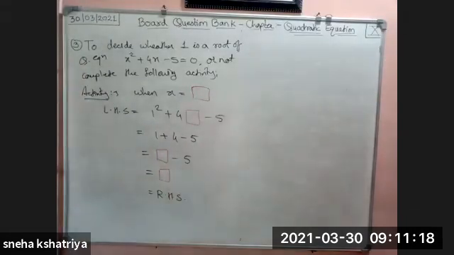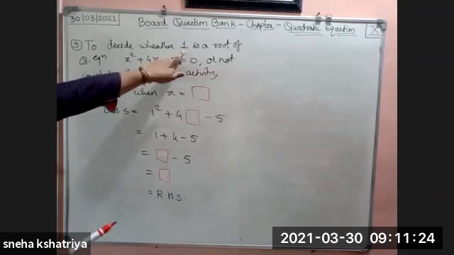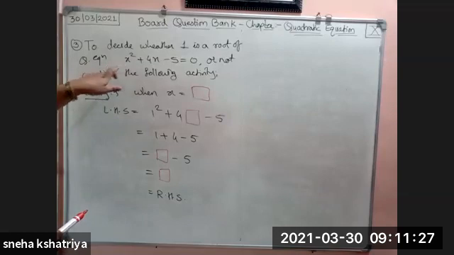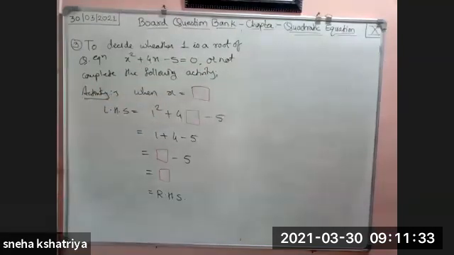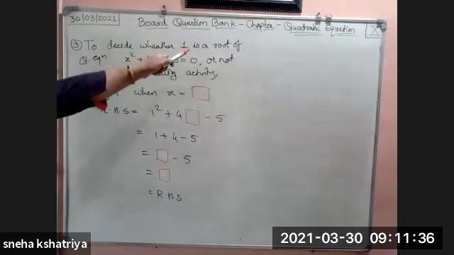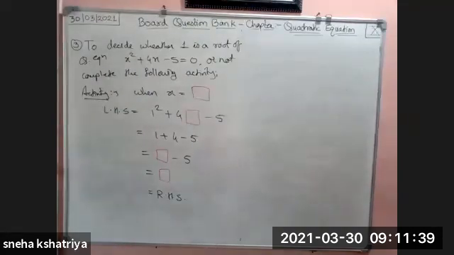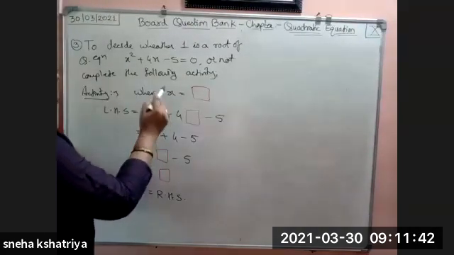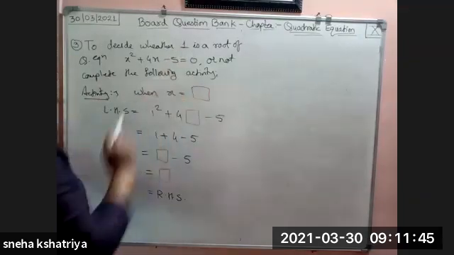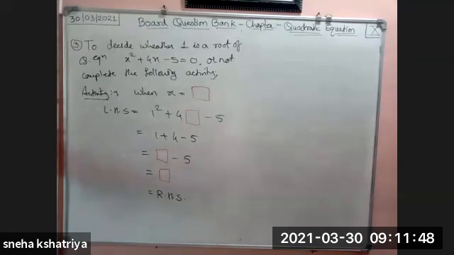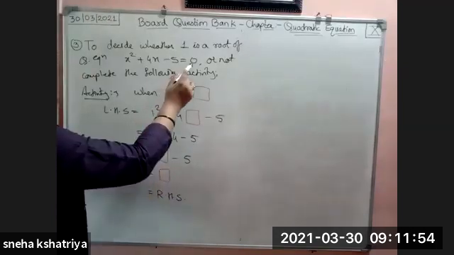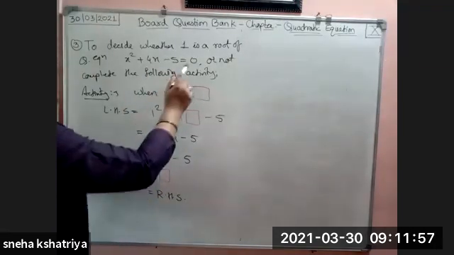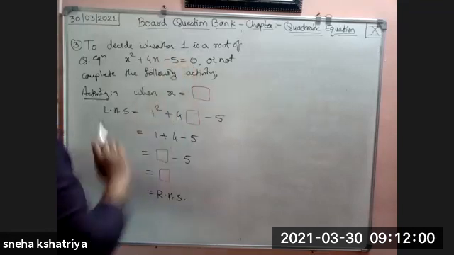See here, the activity is given to decide whether 1 is a root of the quadratic equation x square plus 4x minus 5 is equal to 0, or not. Now we have to decide whether 1 is a root of this quadratic equation or not. We have to take the x value as 1, because they have asked whether 1 is the root of this quadratic equation or not. So when we take the value of x as 1 and solve, if we get the right hand side, then we will say that 1 is the root of this quadratic equation.